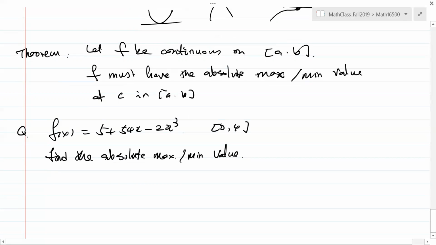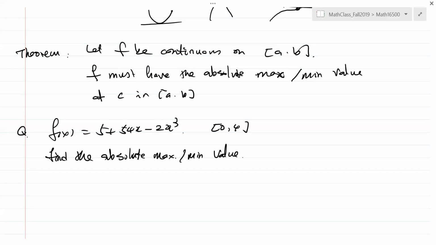Well, according to the above theorem, if the function is continuous, it must have an absolute maximum and minimum value somewhere at c in the interval. So that c is an endpoint or a critical number. So what do you have to do? Find the critical numbers. There are only a few candidates for the value of c, right? At which the function has a local maximum or local minimum value, absolute maximum, absolute minimum value.